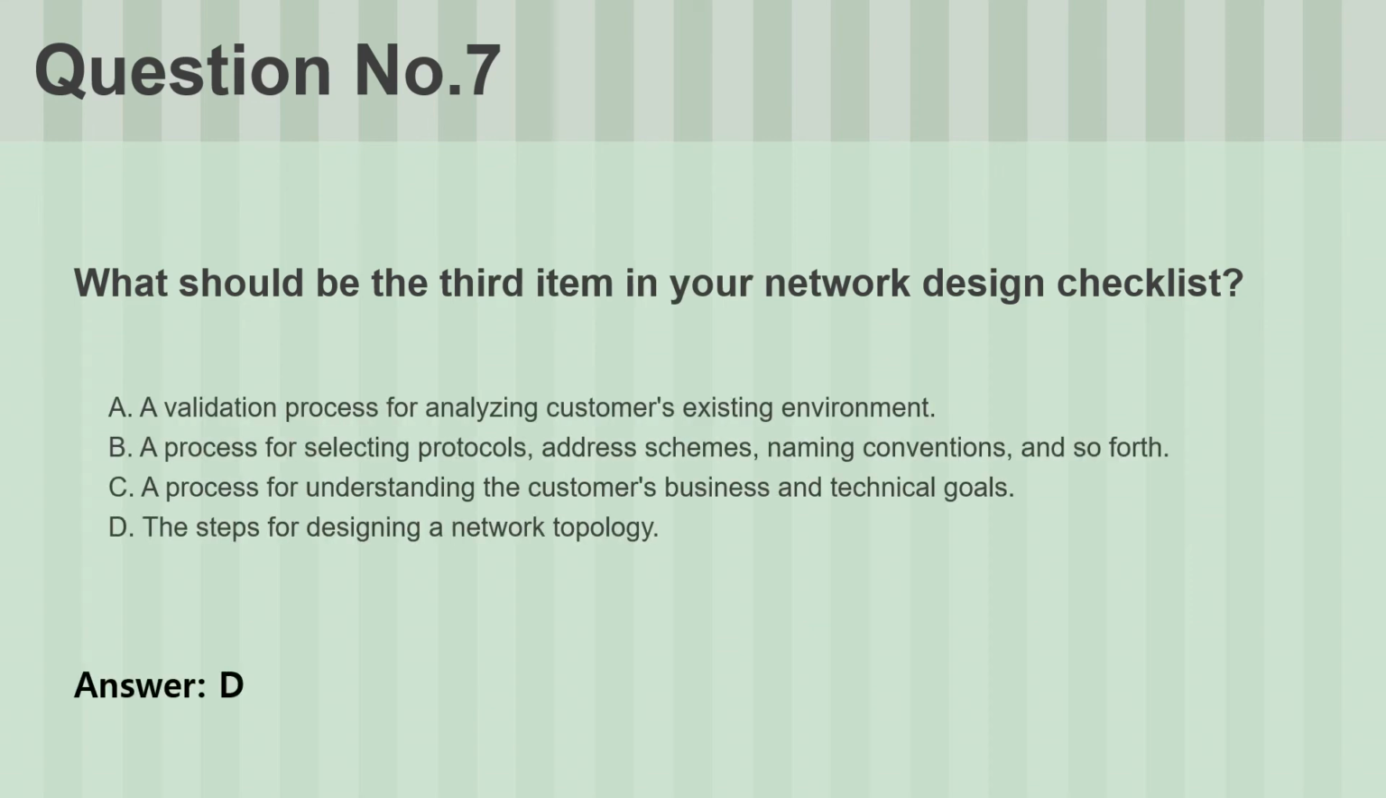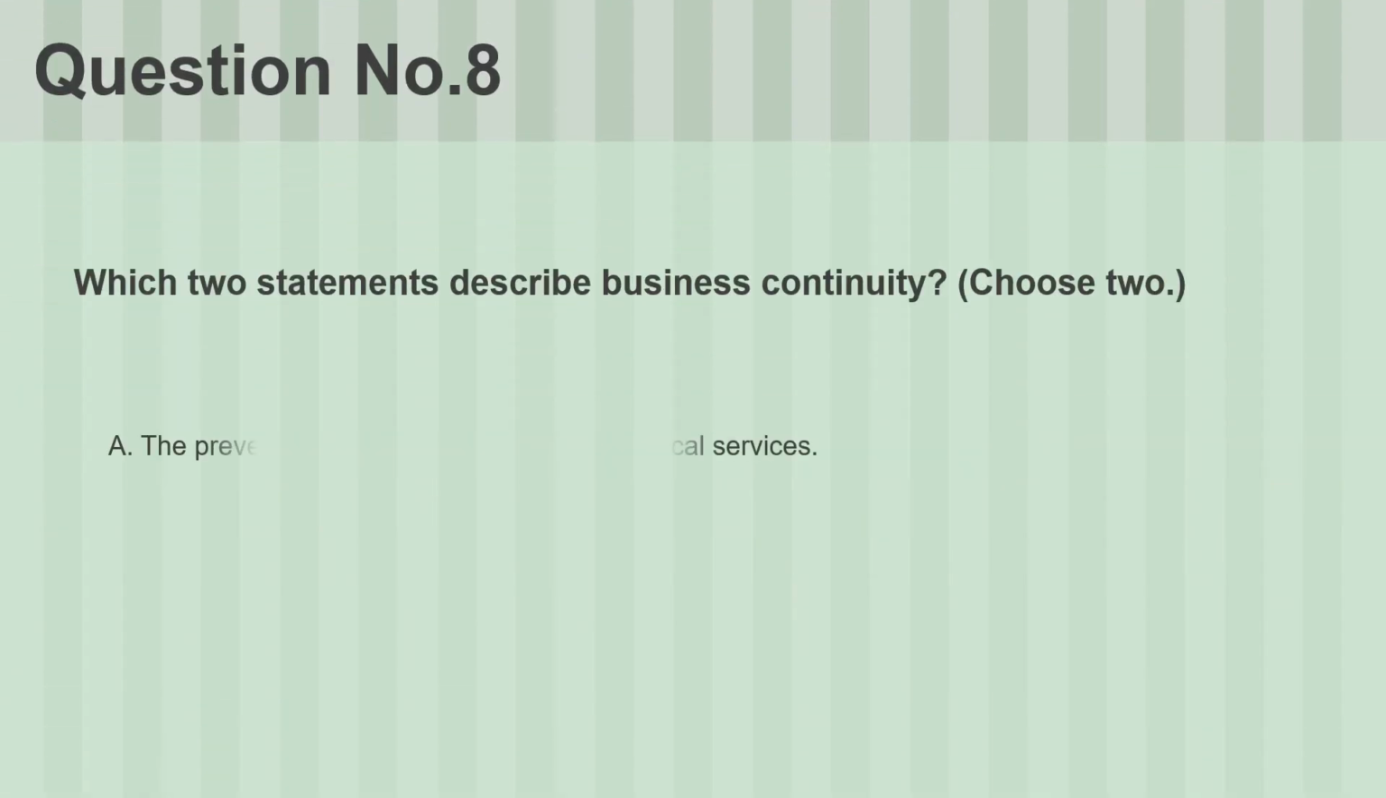Question number 7. What should be the third item in your network design checklist? A. A validation process for analyzing customers' existing environment. B. A process for selecting protocols, address schemes, naming conventions, and so forth. C. A process for understanding the customer's business and technical goals. D. The steps for designing a network topology. Answer D.